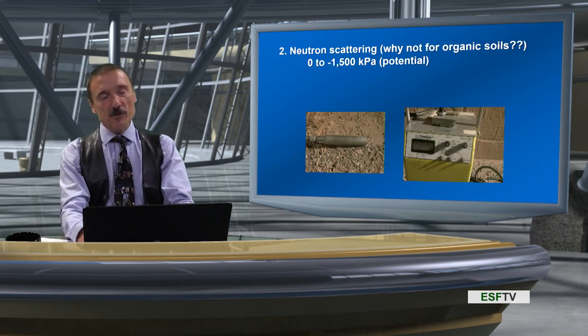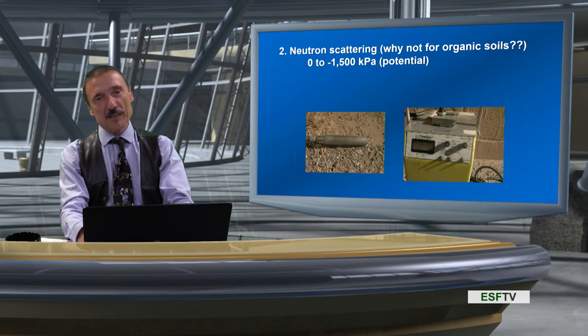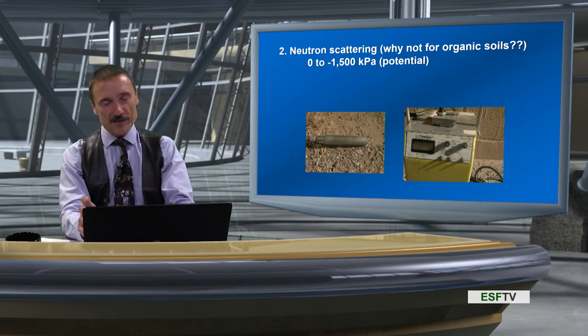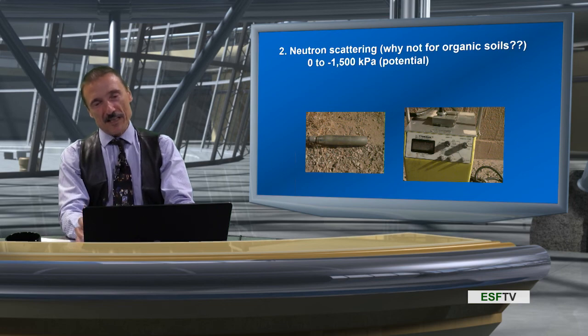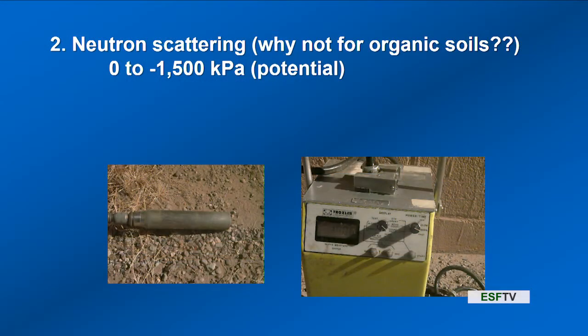So let's talk about neutron scattering. We don't use this for organic soils. And I'll ask, so how does neutron scattering work? The idea behind neutrons is you have a source of neutrons. You send that out, and it comes back to a scale, and that measures the rate of return.